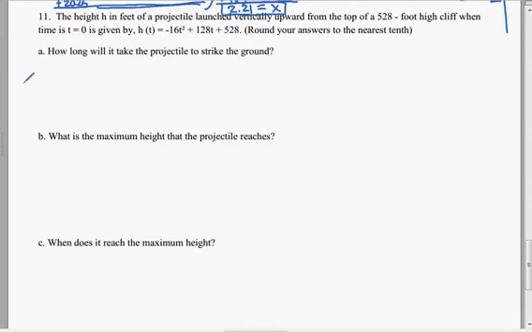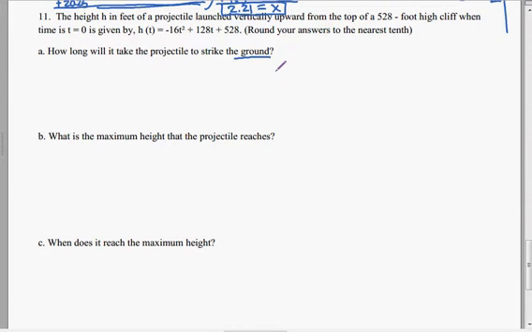First of all, how long will it take for the projectile to strike the ground? Okay, think about that for just a moment. What does strike the ground mean? That gives you a clue. Pause the video, see if you can solve that problem, then come back and check your answer. Okay, now that you have gotten an answer, we can check it really quickly.